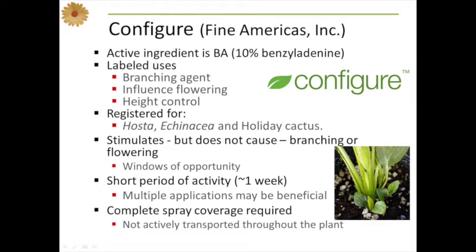An important thing to note is that BA stimulates but does not cause branching or flowering. So it's really important to apply it during what we call these windows of opportunity. It also has a very short period of activity. A week or maybe 2 weeks in the plant is about all that you can handle. And therefore the multiple applications are very beneficial. Complete spray coverage is required and a slow drying time. We'll talk about that. Because it is not actively transported throughout the plant.